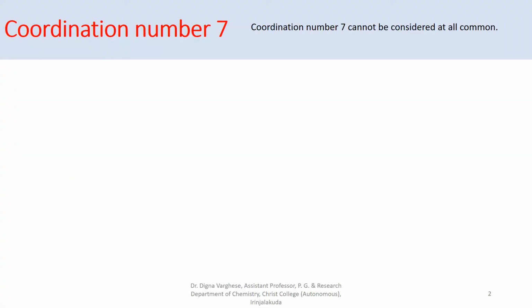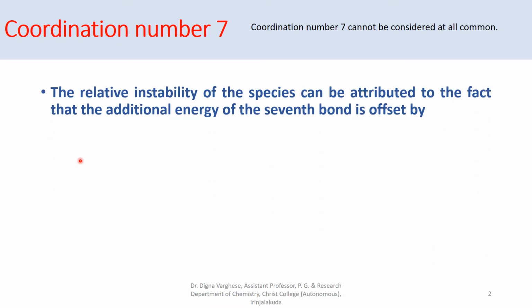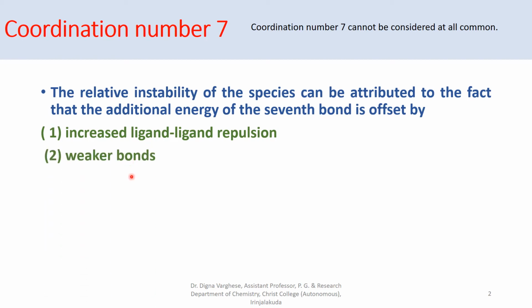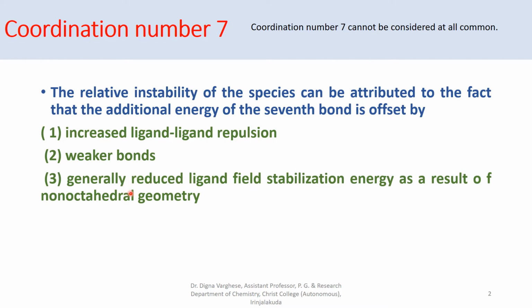Coordination number 7 cannot be considered at all common. The relative instability of these coordination complexes can be attributed to the fact that the additional energy of the seventh bond is offset by increased ligand-ligand repulsion, weaker bonds, and the generally reduced ligand field stabilization energy as a result of non-octahedral geometry. So these are the factors for the instability of the seventh coordination number complexes.